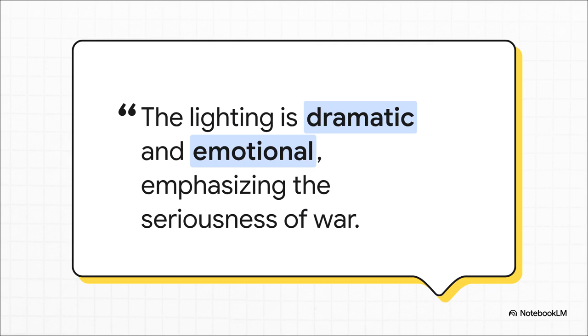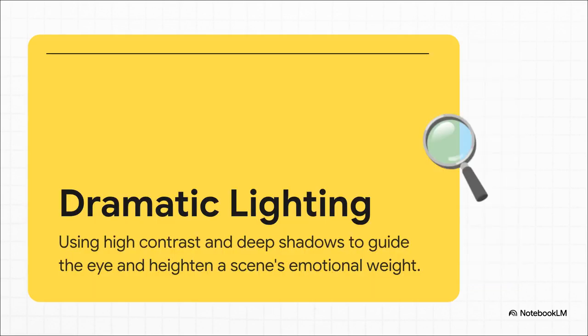So light isn't just there to let you see what's happening. Its job is to make you feel what's happening. In this story, the light itself is basically a character, and its only job is to underscore the seriousness of every single shot. So what does dramatic lighting even mean in practice? Well, think of it like painting, but with light and shadow. It's about creating really high contrast, deep, dark shadows right next to bright, focused beams of light. What this does is it tells your eyes exactly where to look, but more importantly, it heightens the emotional weight of everything, turning just a regular image into something powerful.